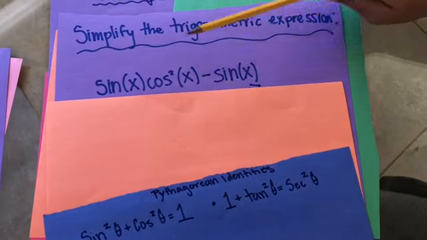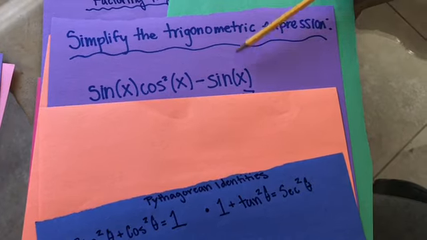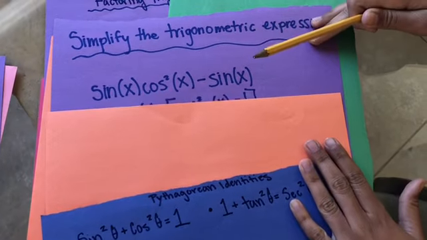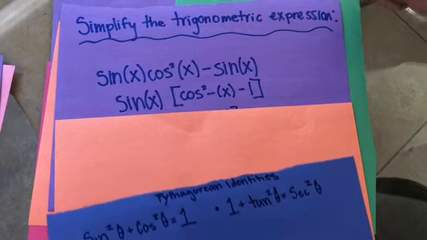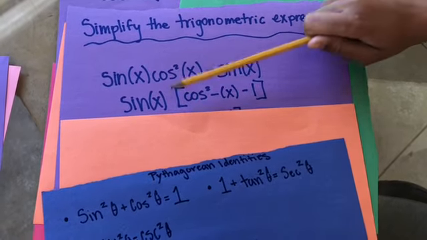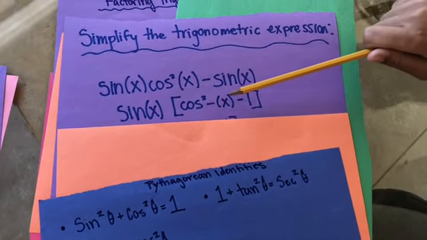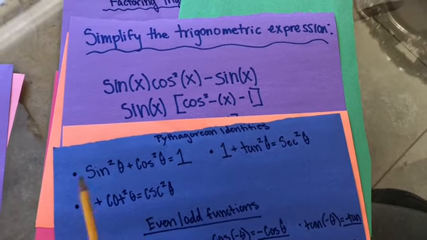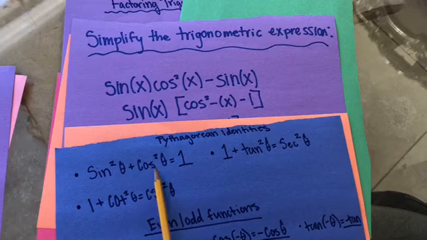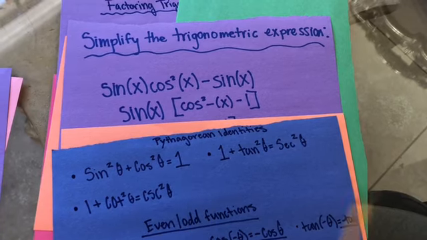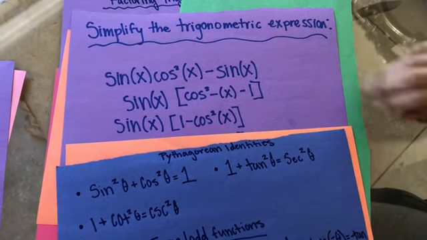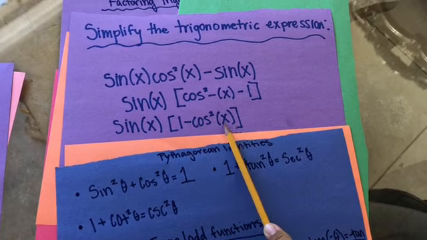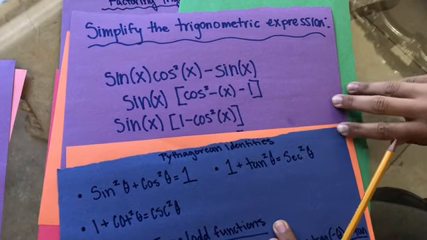For our first example, sine x times cosine squared x minus sine x. So that simplifies to sine x times cosine squared x minus 1. We know that because sine squared plus cosine squared equals 1. So we got to 1 minus cosine squared x by simplifying.